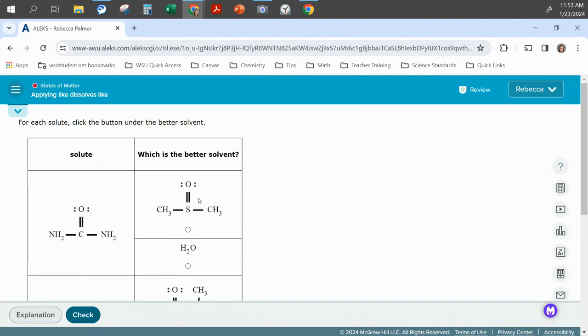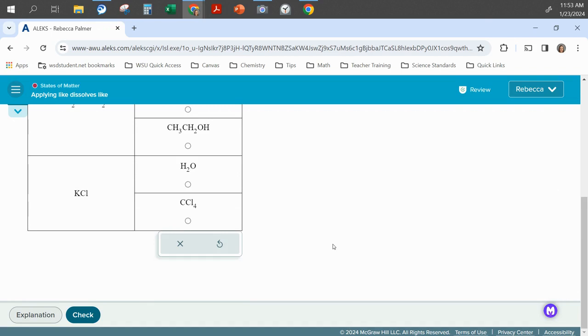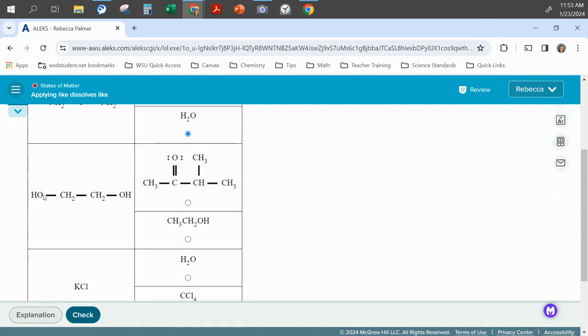This looks pretty similar, but this molecule, we know water has hydrogen bonding. So this molecule is going to dissolve better in this water solvent because that's hydrogen bonding. Okay, next one. This one has OH. If you can see OH, then you're going to look for something that has OH. So our solvent is going to be ethanol because this has OH groups. Do you see that? Does that make sense?